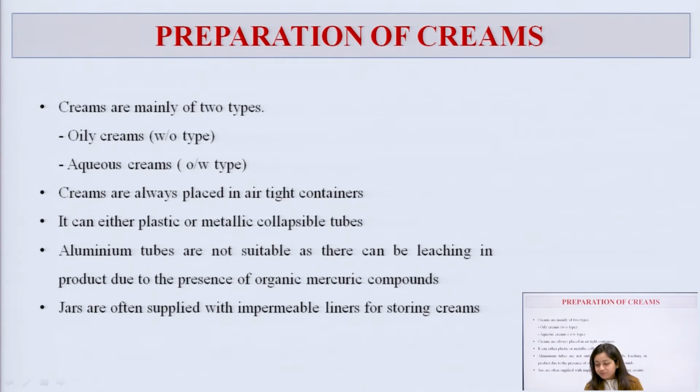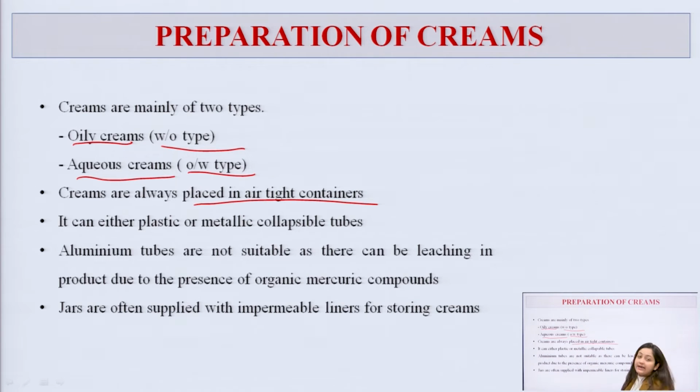Let us move ahead. Creams, as I have just mentioned, can be of two types. Creams that are W/O types are called oily creams, and the other, O/W types, are known as aqueous creams. Depending upon the internal phase and external phase, the type of cream may vary. If the internal phase is oil and the external phase is water, then that type of cream is known as aqueous cream. However, if the internal phase is water and the external phase is oil, then such creams are known as oily creams.